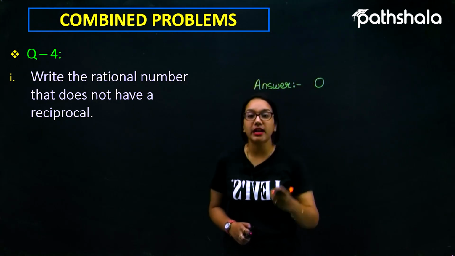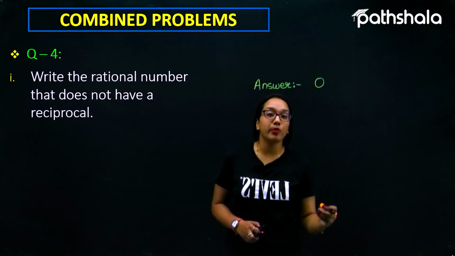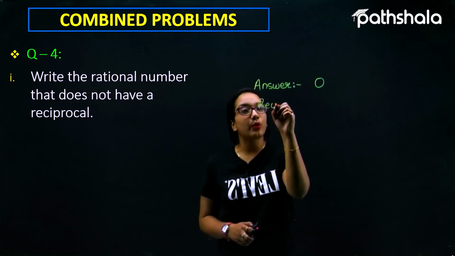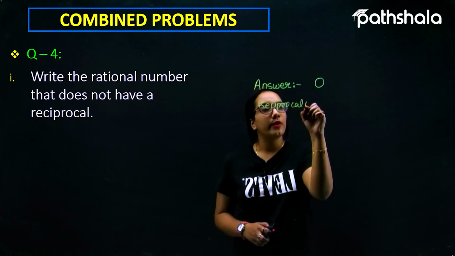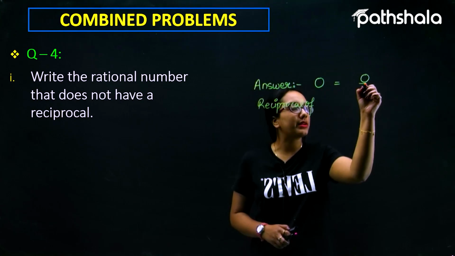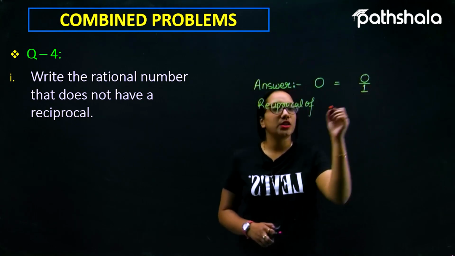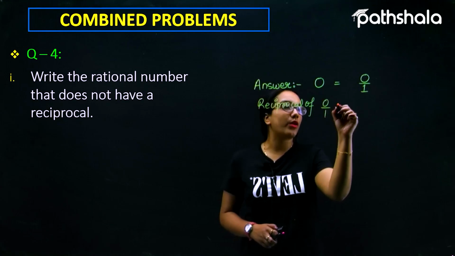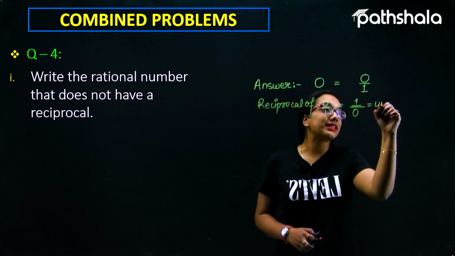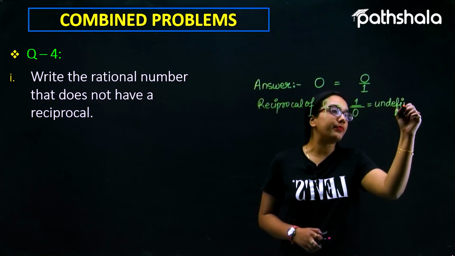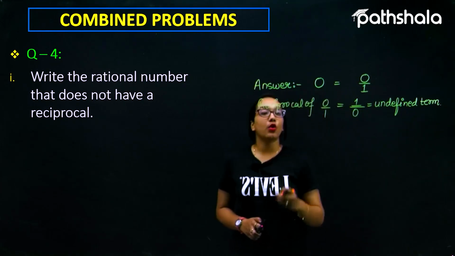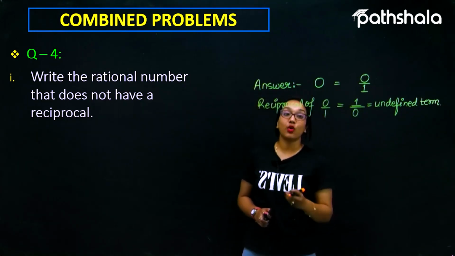So it means that 0 is the only number which does not have any kind of a reciprocal, because the reciprocal of 0 will be, as we know that if I am converting 0 into a rational number, it can be written as 0 by 1. So the reciprocal of 0 by 1 is nothing but 1 by 0, which is nothing but an undefined term. So that is why 0 does not have any kind of a reciprocal.